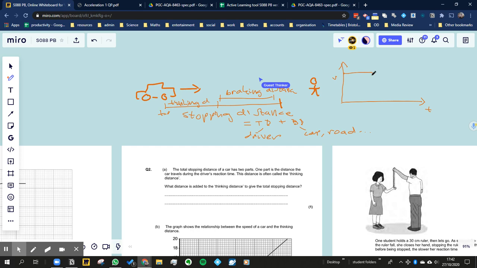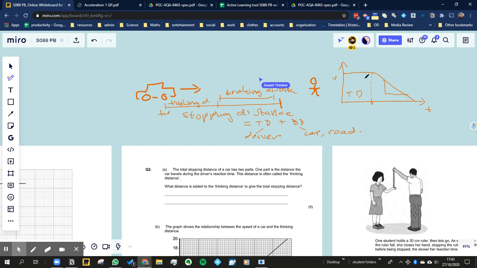So at this point here, we draw a dotted line, he's now reacted. He's seen it and he's reacted. And now the car slows down. If we assume that the car slows down at a constant rate, then we give that a straight line, and the deceleration we can work out by the gradient. Obviously, that first bit has no deceleration because it's at constant speed. And we can work out the total stopping distance using this graph. The thinking distance, TD, is this distance here.